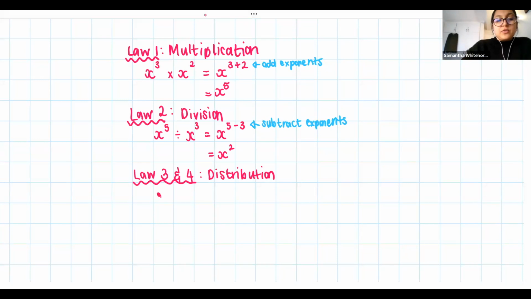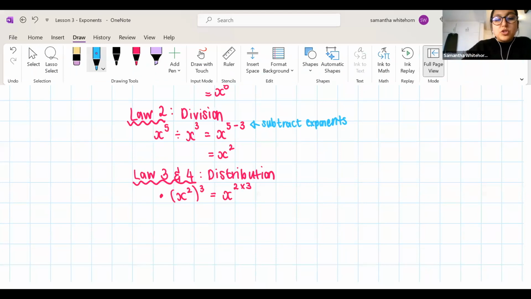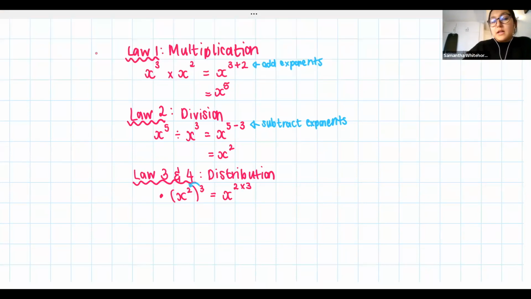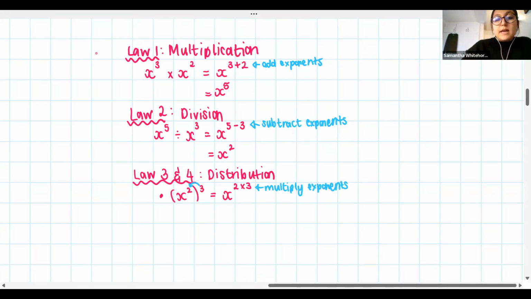So a very basic sort of first example is if we had something such as x squared to the power of 3. Now we know that that means we're multiplying x squared 3 times. What my law tells me to do is it tells me to multiply those 2 exponents. This is why we have the distributive law. We distribute the outside exponent into the bracket. So we are multiplying exponents. This then gives me my product, which in this case would be x to the power 6. So that's law 3, essentially.